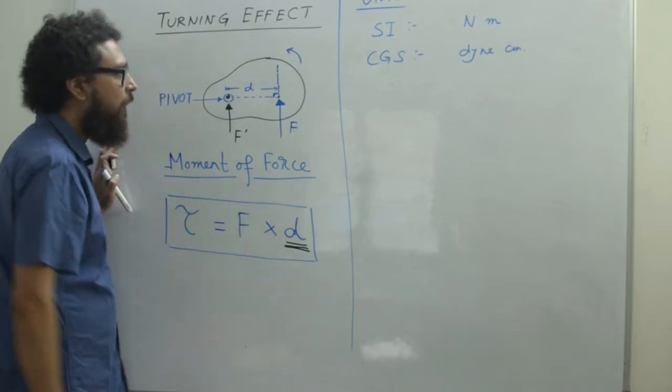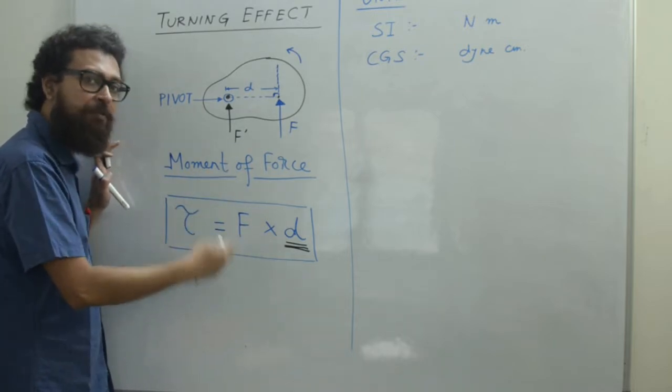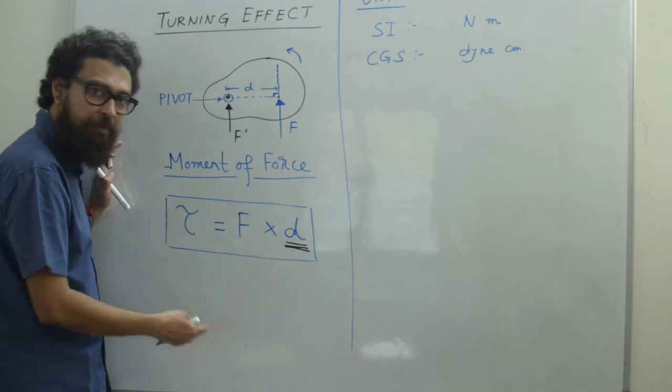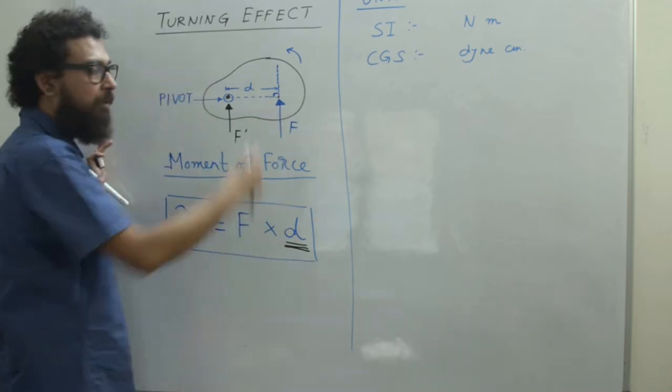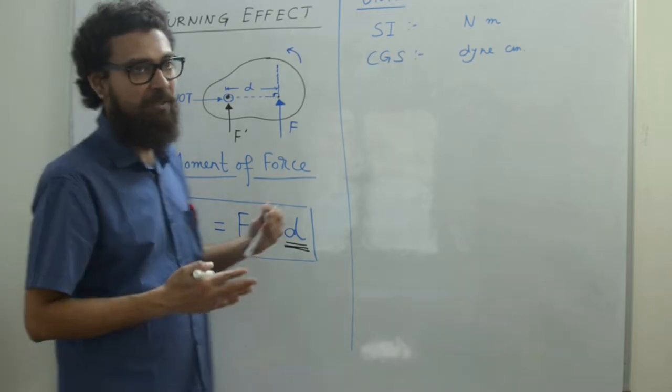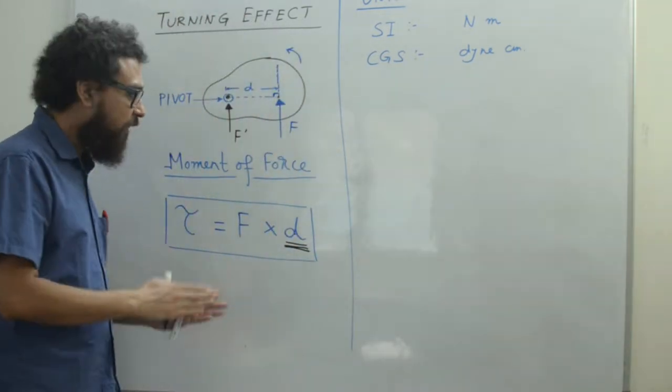So that is the thing. So two factors. The magnitude of force is very essential. The more the force, the more will be the moment of force, the more will be the turning effect, the more will be the rate of turning effect. And the second factor is the perpendicular distance between the point of application of force and the point of pivot. So these are the two factors.